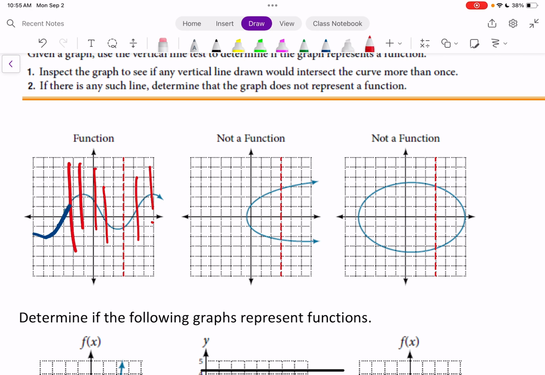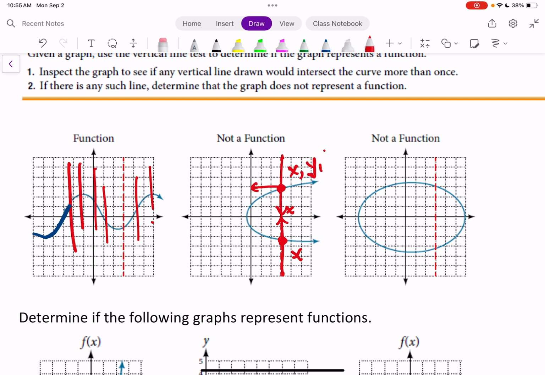Right here, I already know it's not a function. Here are some vertical lines. They're going to cross this graph in more than one point. And why does it fail to be a function? Because if you have 2 points on the same vertical line, that means what? These 2 points, by the way, have the same x-coordinate when you look back to the x-axis. However, they each have a different y-coordinate when you look back to the y-axis.